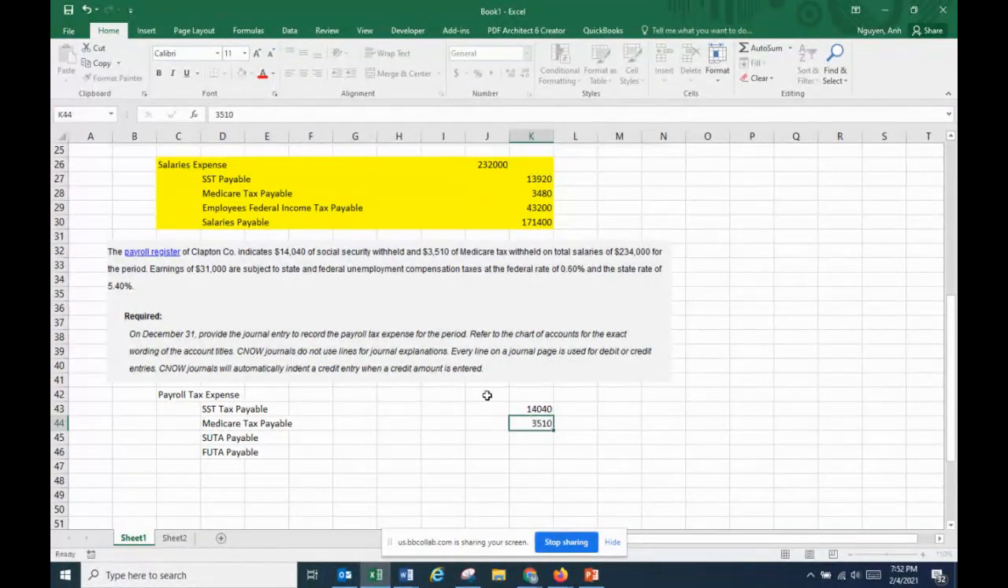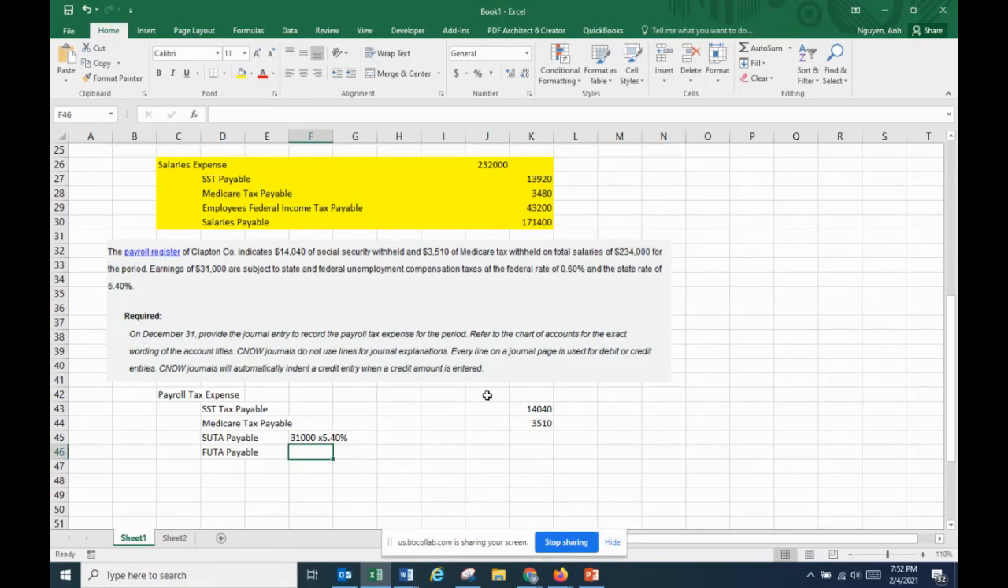$35,010. Now we have to calculate FUTA and SUTA. SUTA is 31 times 5.40%.